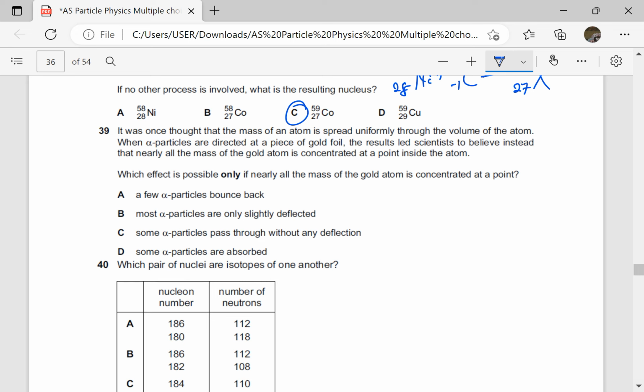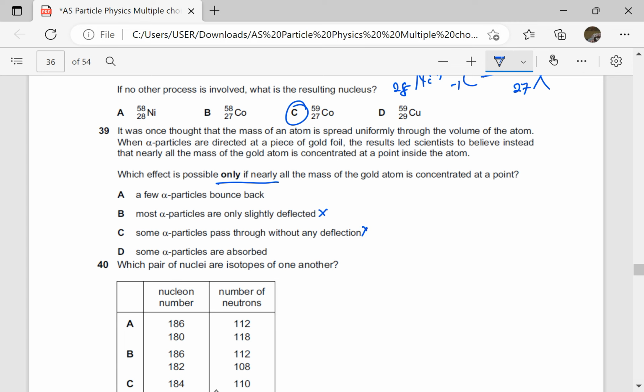It was once thought that the mass of an atom is spread uniformly through the volume of the atom. When alpha particles were directed at a piece of gold foil, the results led scientists to believe instead that nearly all the mass of the gold atom is concentrated at a point inside the atom. Which effect is possible only if nearly all the mass of the gold atom is concentrated at a point? 1. A few alpha particles bounce back. Most alpha particles are only slightly deflected. Some alpha particles pass through without any deviation.